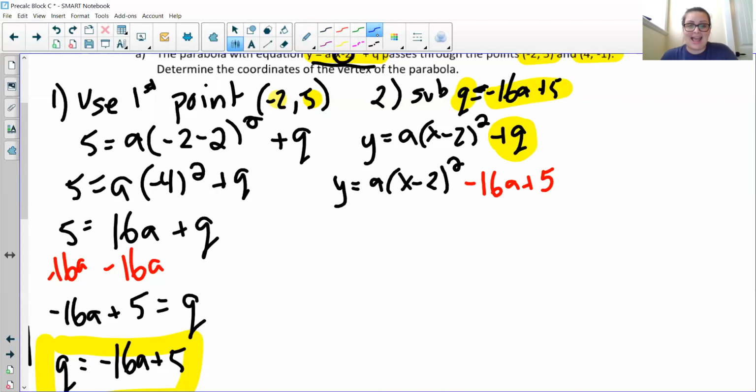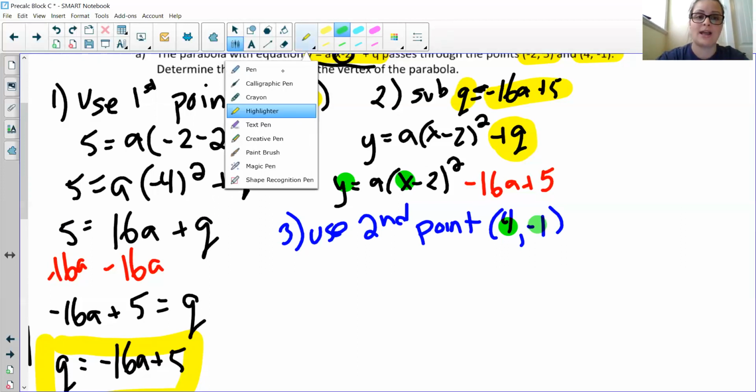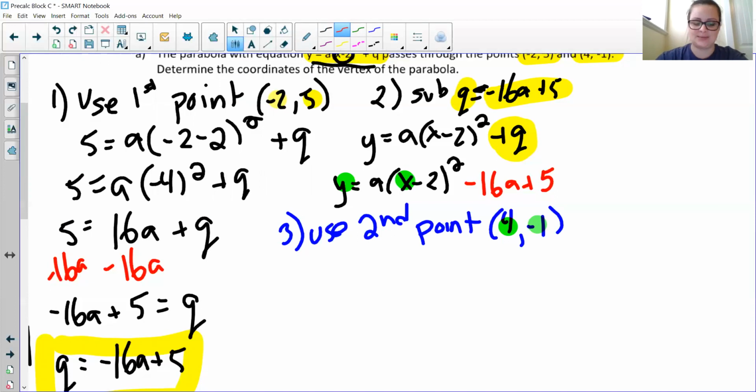So now I have a whole bunch of stuff, but I can't really go any further because I still have an x, a y, and an a, but I was given a second point. So what I'm going to do here is use the second point, which was 4, -1, and substitute these values in. I'm going to substitute this x value in for this x and this y value for this y, because this point also exists on the parabola. So I only have things in terms of a, and I can solve for what a has to be in order for this point to exist on the parabola.